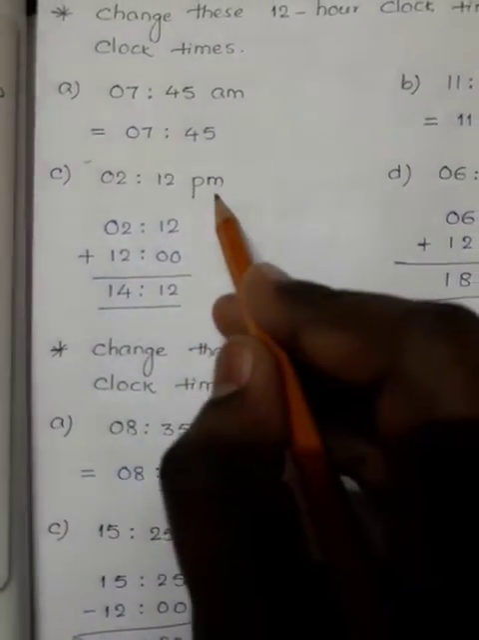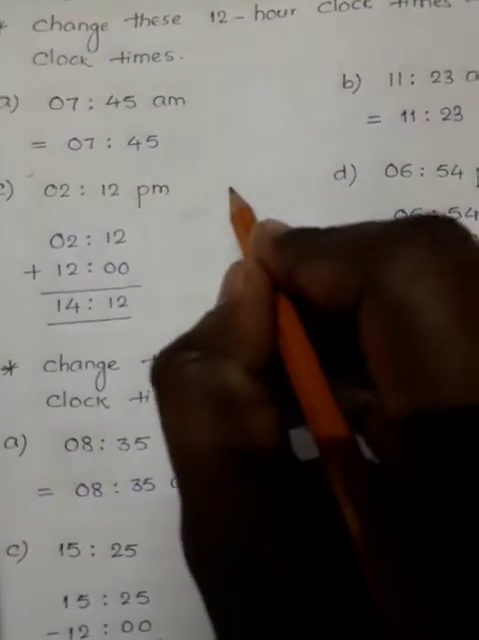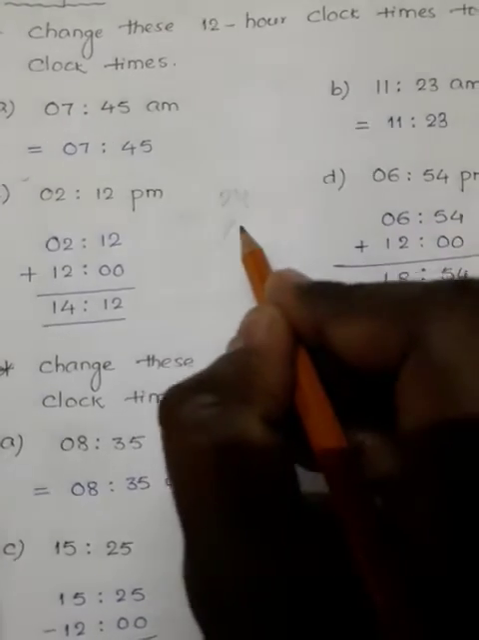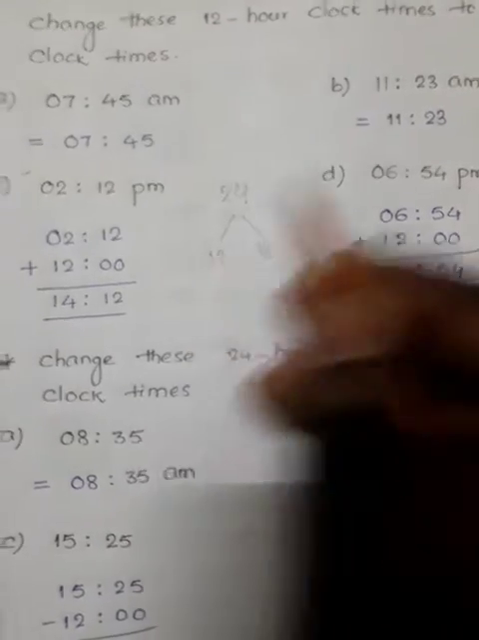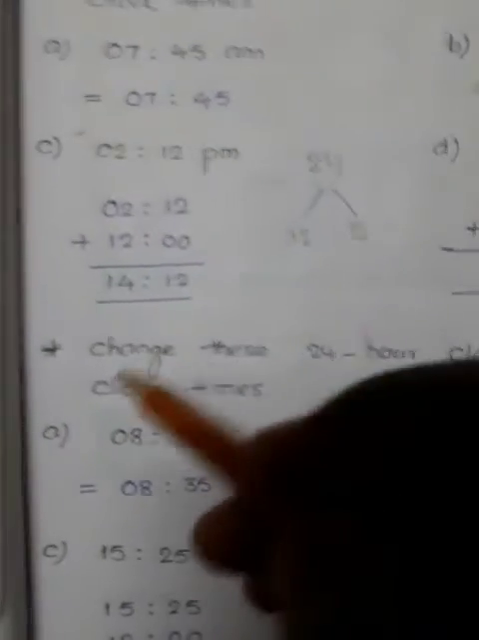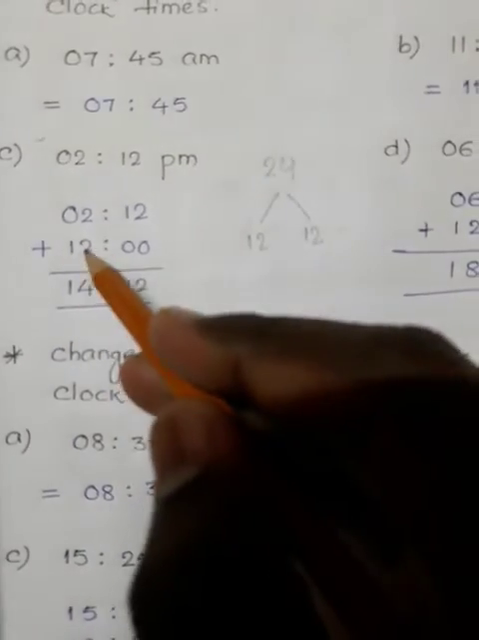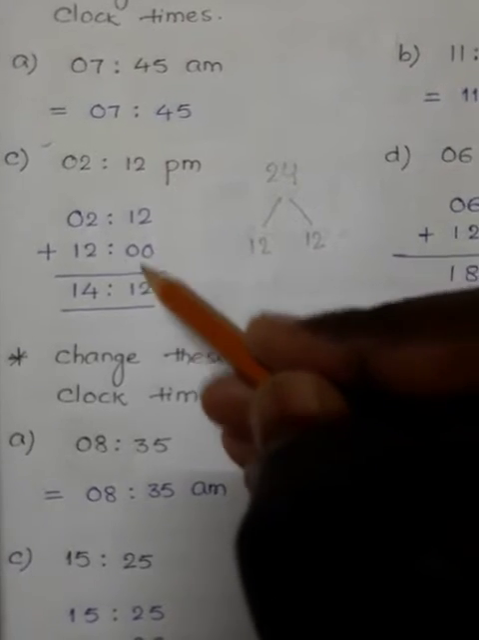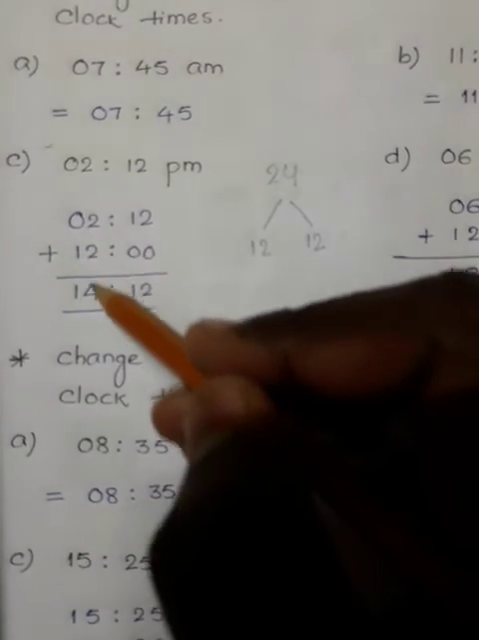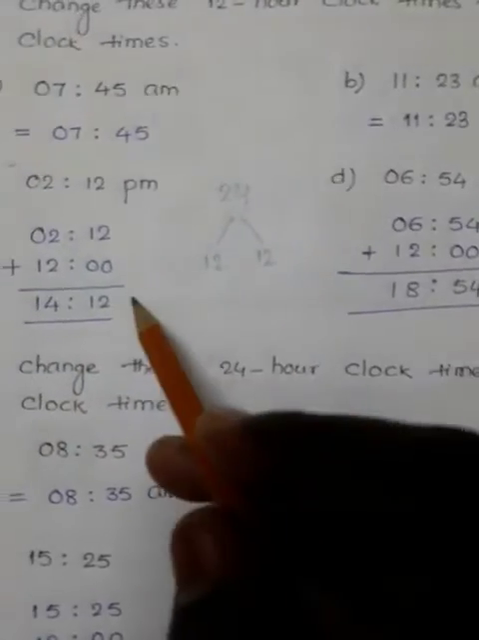So whenever it is pm, it is the second half. I told you the 24 hours clock is divided into two parts. Here is the 12, here is the 12, right? So when the first 12 finishes, the second half starts from the pm. So whenever it's pm, just add 12. Add 12 to the hours, not the minutes. This is the minutes. So 2 plus 2 is 4 and 1 plus 1 is 1, so the answer is 14:12. Don't write pm or am in a 24 hours clock.